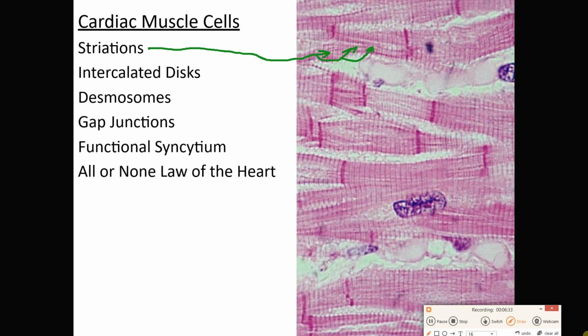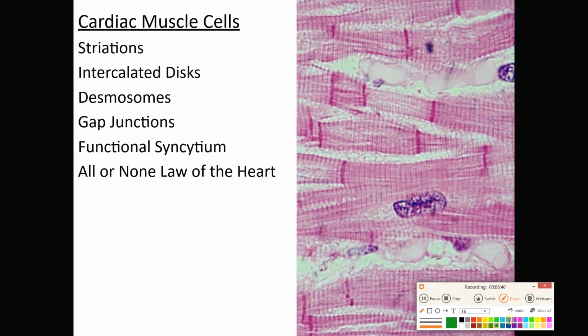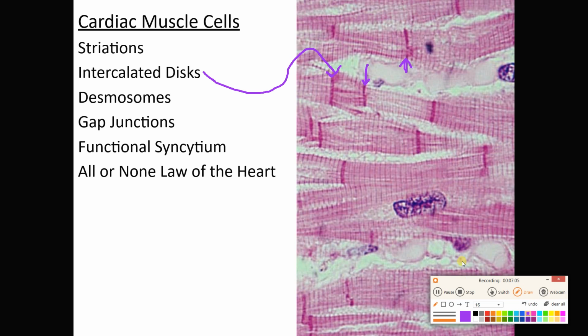Okay? But they're not the only thing we can see. We can also see these things called intercalated discs. And so I want to point out an intercalated disc. There is one right there, that reddish line right there. Here's another one right here, another one right here. Can you find any more? You should be able to find at least 12. I see 13. If I move this guy, I see 13, if I counted right.